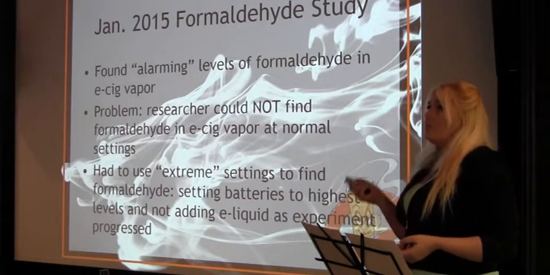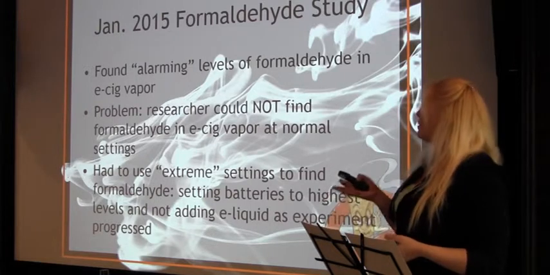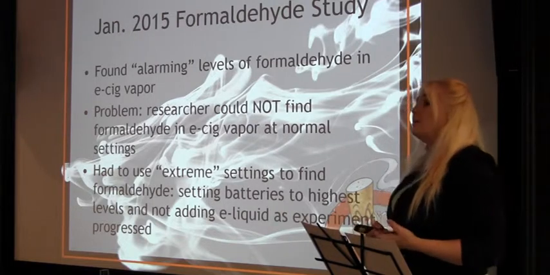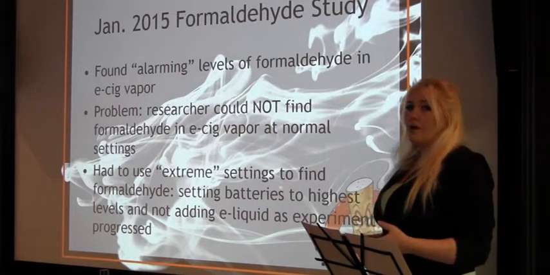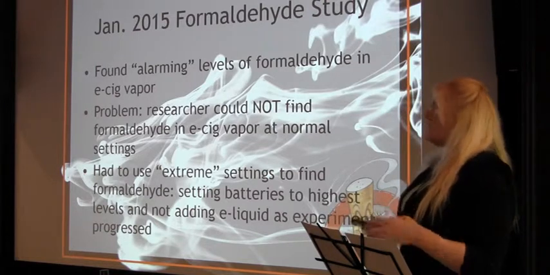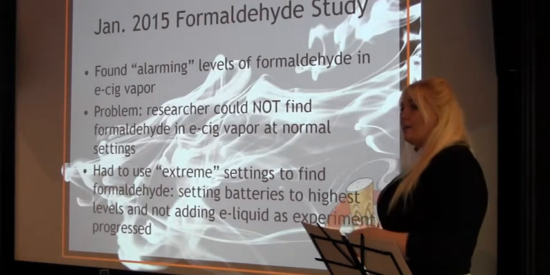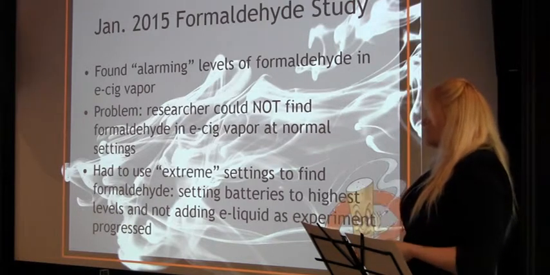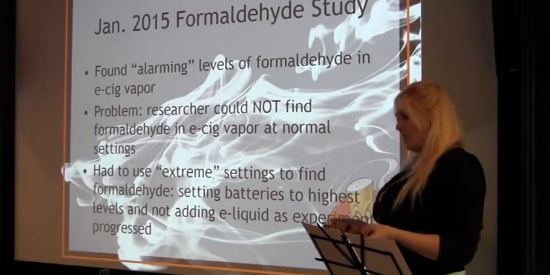Now, probably the study that you will have heard about the most recently was a study done last month where a researcher claimed to find alarming levels of formaldehyde in electronic cigarette vapor. The problem is that he didn't find formaldehyde using normal settings that a vaper would use. Instead, he had to crank a very powerful battery up to its highest setting and then not add e-liquid to the unit that he was using as the experiment progressed. So what he was essentially testing was how much formaldehyde is in a cotton wick when it burns.